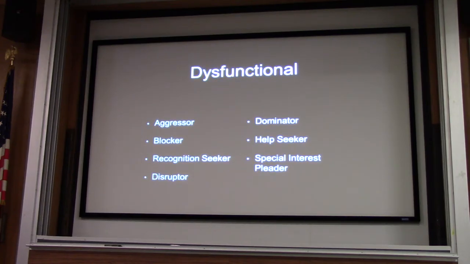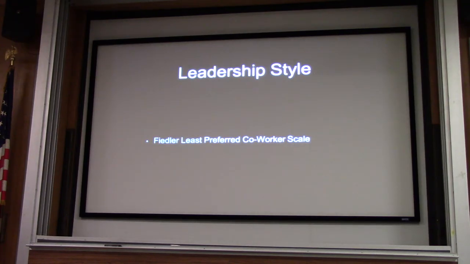And then again, the dysfunctional roles are similar to what we talked about before. Really the big thing is to identify these people, hopefully, before you bring them into the group. You can get an idea maybe about past failures or their personality. Or identify them and get rid of them when they are in your team or your group. Or reprimand them and get them back on task.